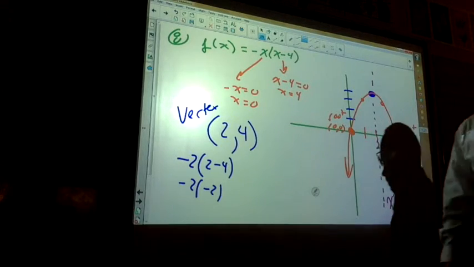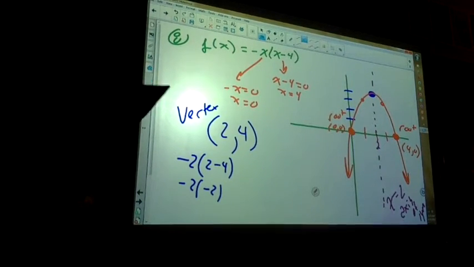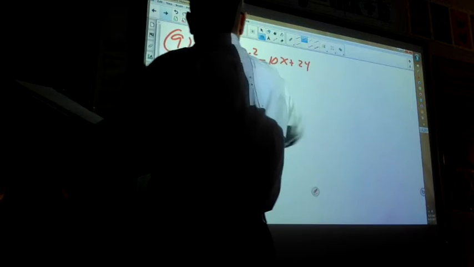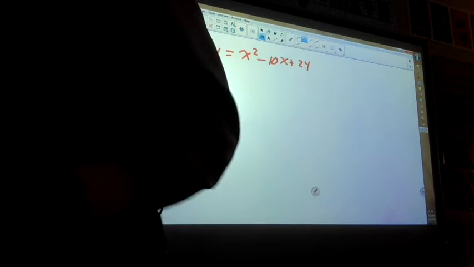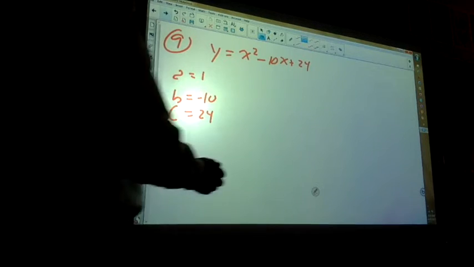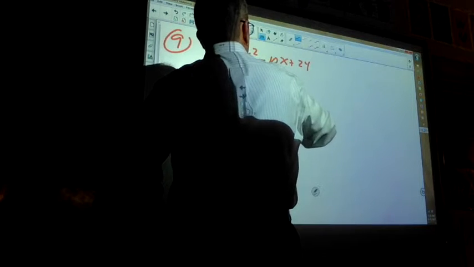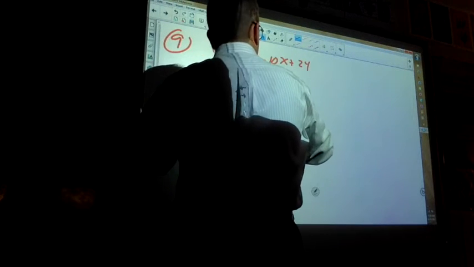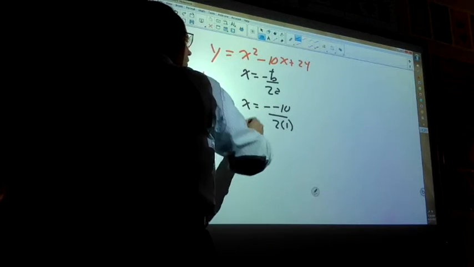What else? Can you do number 9? Number 9? Okay, so number 9 is in standard form, agreed? So if it's in standard form, I have to do this. My A value is 1, my B value is negative 10, my C value is 24. Agreed? Yes. That's big. Okay, it is. So I have to do x equals negative B over 2A, right? So I get x equals negative 10 over 2 times 1. Negative is positive, so I get 10 over 2. 10 over 2 is? 5.